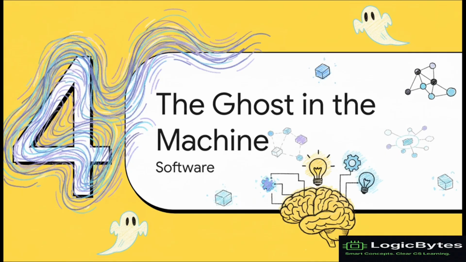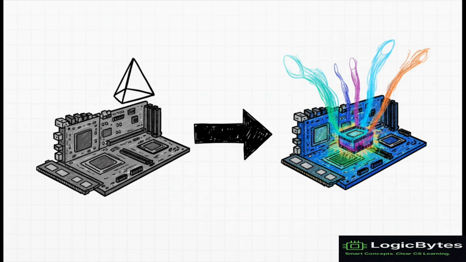So, we've covered the physical body, the hardware, the brain. But a brain, no matter how powerful, is totally useless without thoughts, without instructions. So now it's time to talk about the non-physical part, the part that brings it all to life, the ghost in the machine. And I'm not kidding. Without software, your computer is just a very, very expensive paperweight. Software is the set of instructions that tells all that powerful hardware what to do. It's the intelligence, the magic spell, if you will, that actually animates the physical brain.